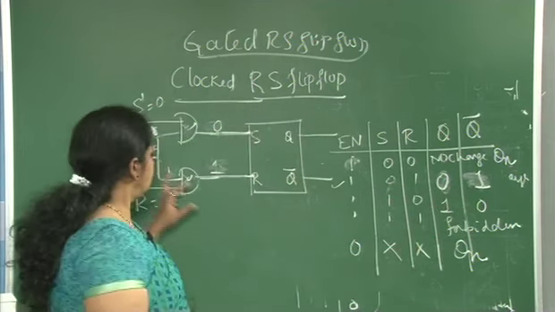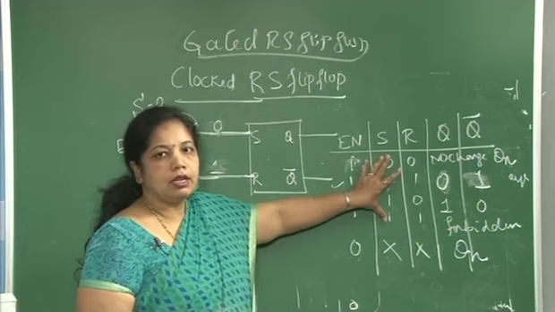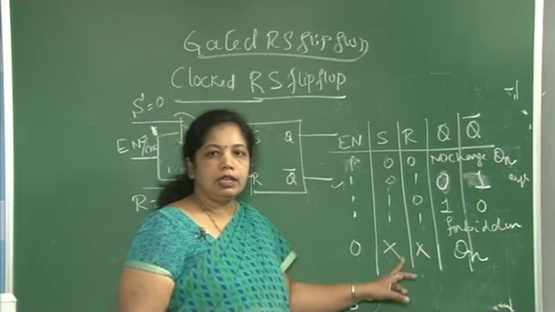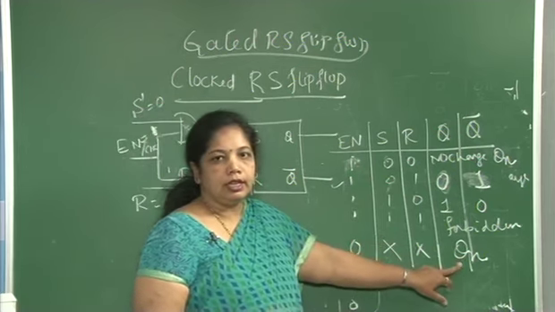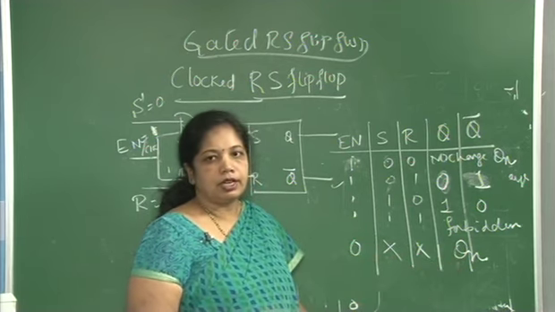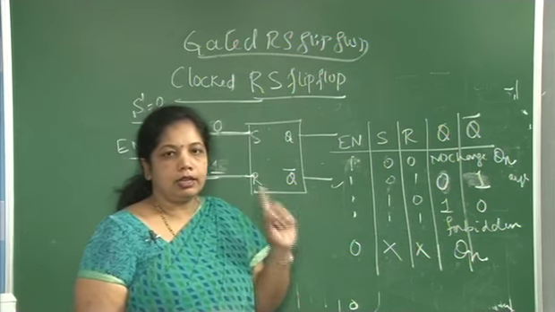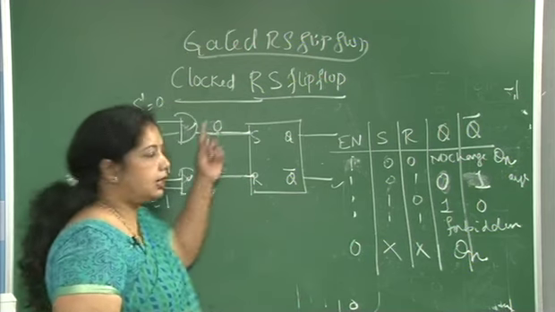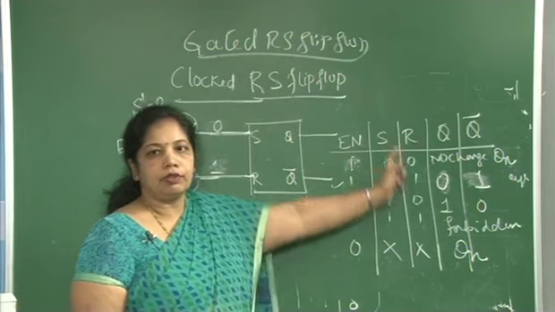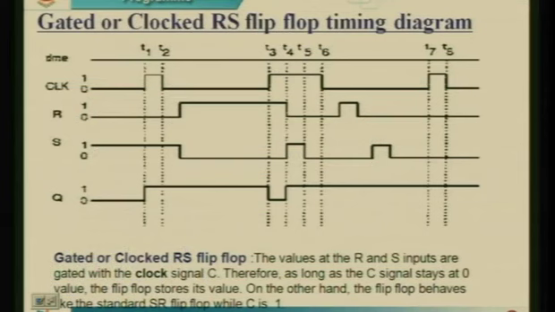So based on enable, if enable is high, it acts as a normal SR flip-flop. If enable is low, whatever the inputs may be, you do not get any change; your output remains in the previous state itself. Since I am using this signal, clock or enable, through two AND gates, we call it a gated RS flip-flop. You can see the timing diagram over here.